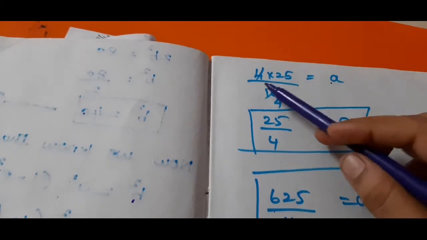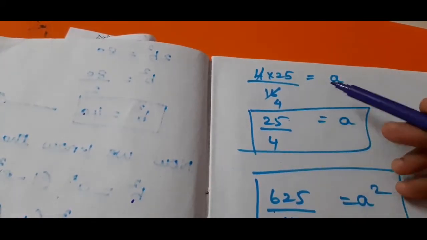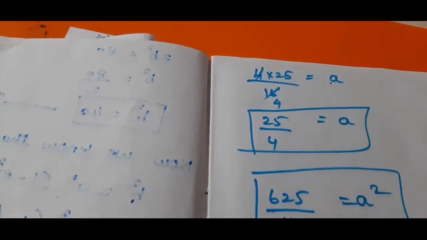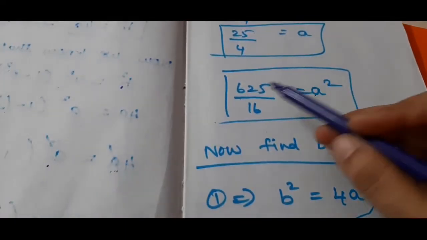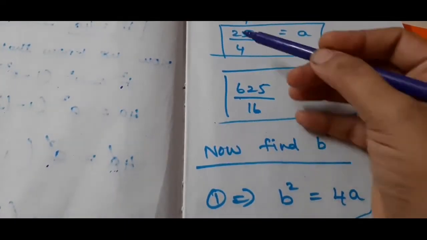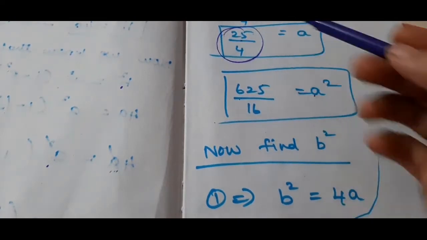So a is equal to 4 into 25 by 16. a is equal to 25 by 4. So a square is nothing but 625 by 16. I just want to square this.